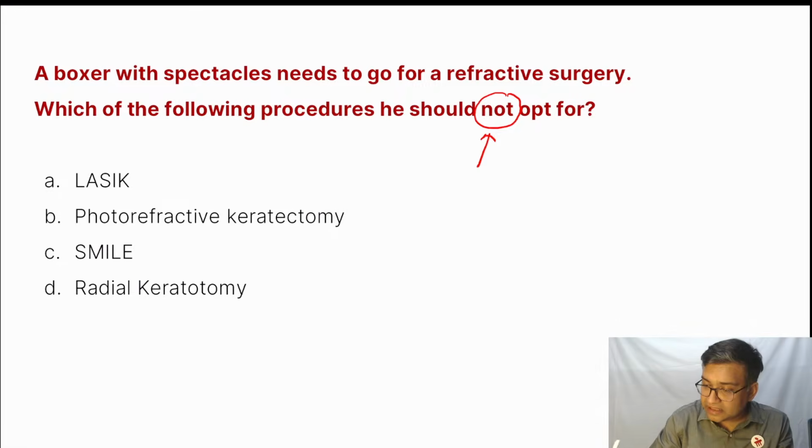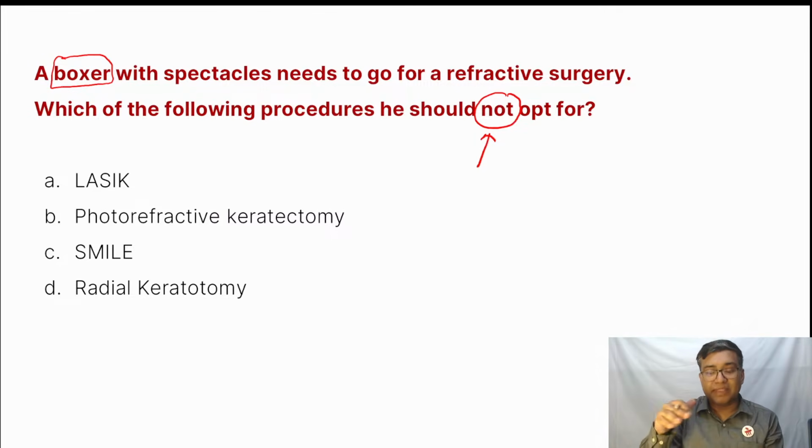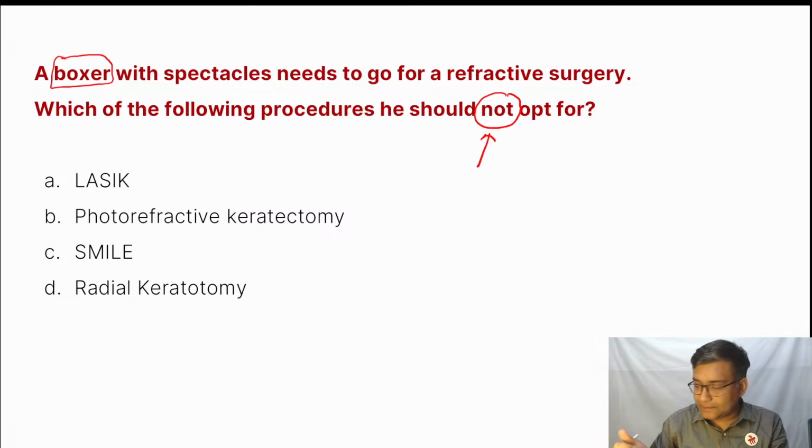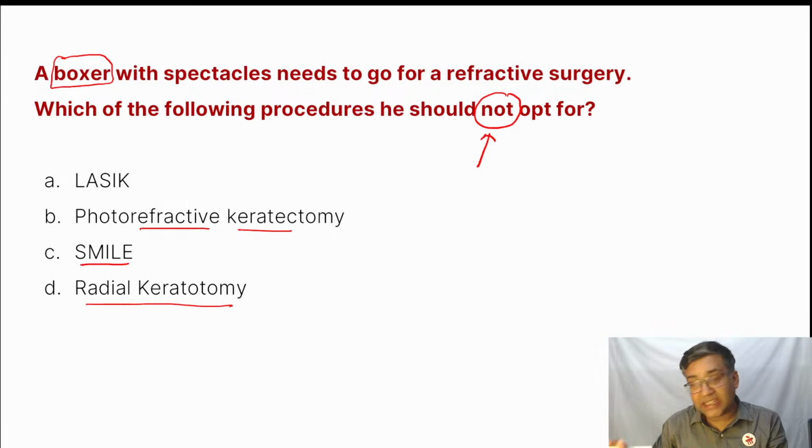Okay, so here the boxer is going for a refractive surgery. First of all, if I were the clinician, I would have told the boxer to please avoid any refractive surgery. But sometimes whenever you are getting the question, you have to answer the most correct or most apt one, which might not be 100% correct. So you have to mark which one of them is best suited. Your options are LASIK, then PRK, that is photorefractive keratectomy, then SMILE, and the last one is radial keratotomy.